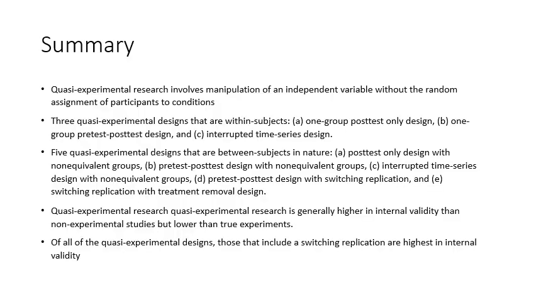So to summarize, quasi-experimental research involves manipulation of an independent variable without random assignment. Three quasi-experimental designs that are within subjects: the one group post-test only, the one group pretest post-test, and the interrupted time series design. And then we talked in the third bullet point about quasi-experimental designs that are between subjects in nature. And some of them are both between and within subjects. And in each case, we're talking about designs that have non-equivalent groups or groups that have not been randomly assigned.